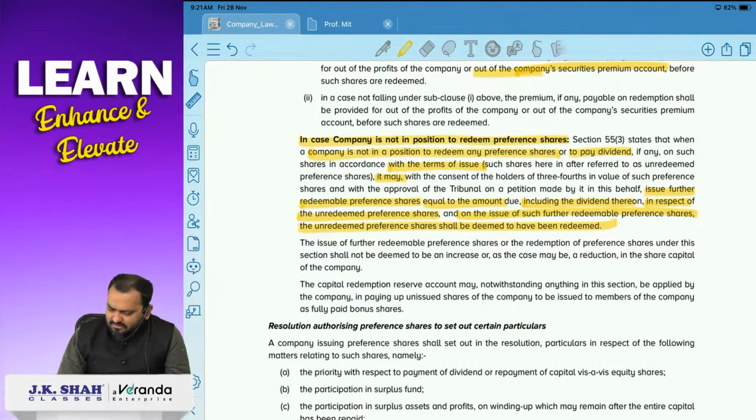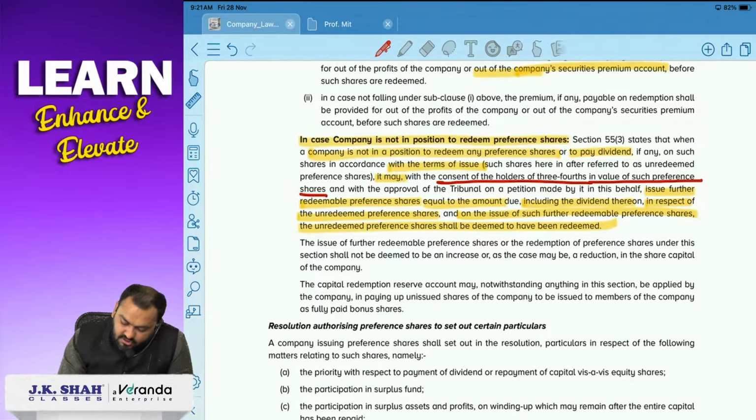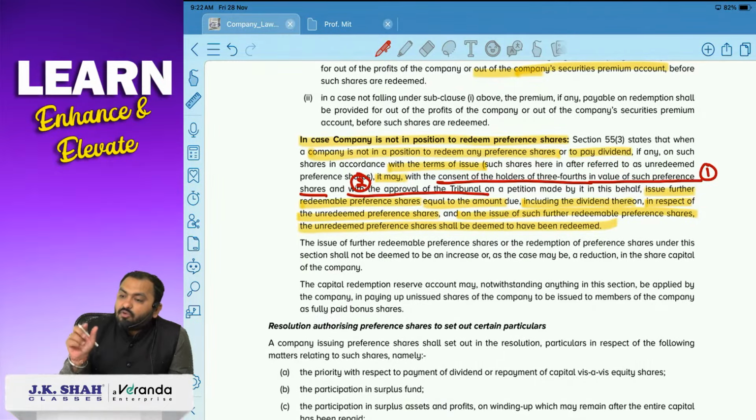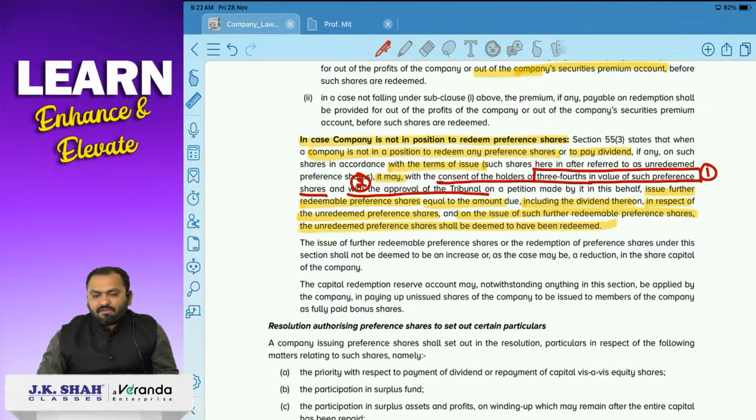So can company do this? Yes, company can do this, but for that, company is required to obtain the consent of 3/4 in the value of such preference shares plus approval of NCLT. These two things are required to be complied, then company can do this. Sorry, this is not special resolution. In special resolution that is done in the general meeting, all members can come and vote. This you need to take the consent of the 3/4 in value of that category, that is class meeting. So who will come? Only preference shareholders will vote, and that is 3/4 in the value of such preference shares. It is not 3/4 in the number of preference shareholders.